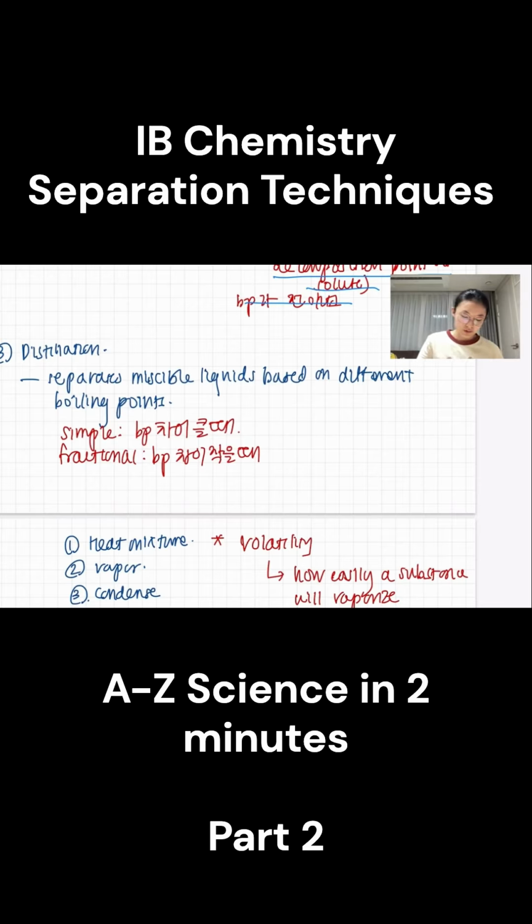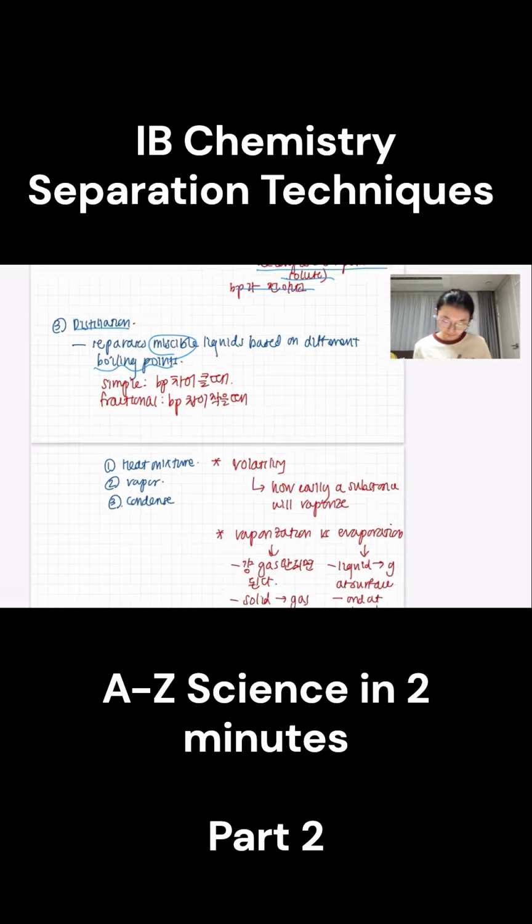Next technique that we're going to observe is distillation, and it essentially refers to separating miscible liquids. Miscible means liquids that can dissolve in each other, based on different boiling points, and this divides into fractional and simple distillation depending on how the difference between the boiling points are. If the difference is vast, we usually use simple distillation. If the difference is narrow, we use fractional distillation.